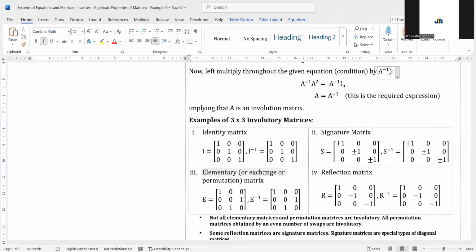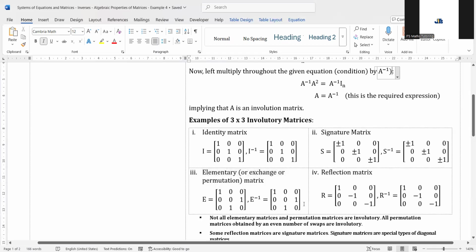So you can actually swap 2 rows or 2 columns and all that stuff. When you rearrange it like that, it becomes what? A permutation matrix. All right. And then we also have what you call a reflection matrix, which is also a special type of a signature matrix. So I want you to take note of something right here.